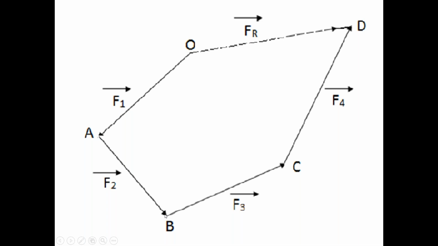Take that third force F3 bar as the third side of the polygon. Now check this carefully. From point B, draw the straight line parallel to the direction of the force F3 bar. On that straight line, select point C.